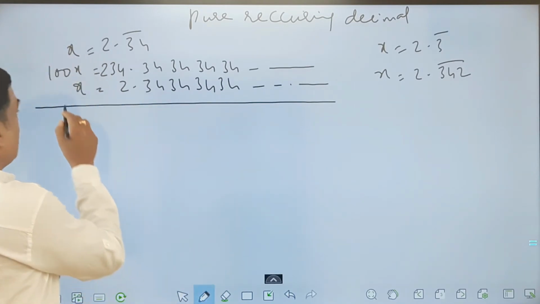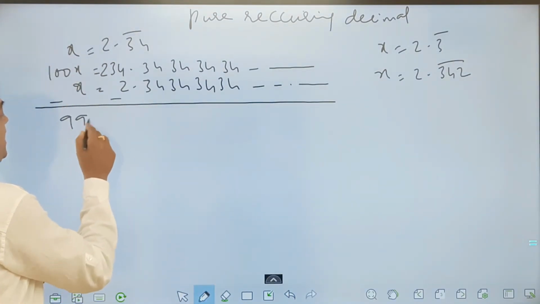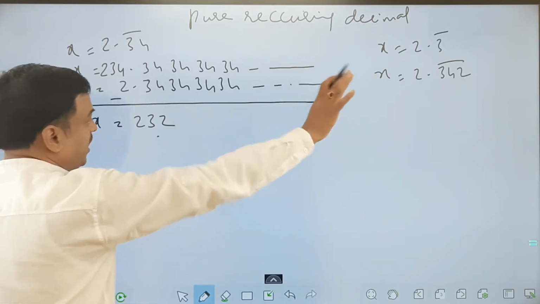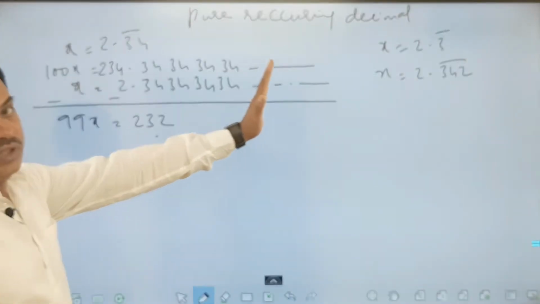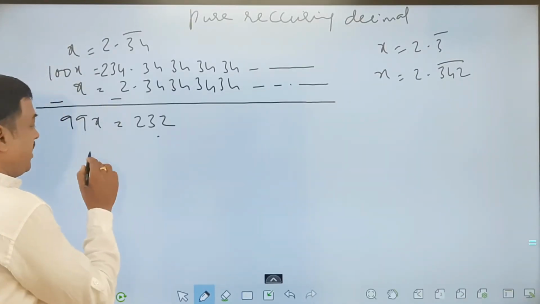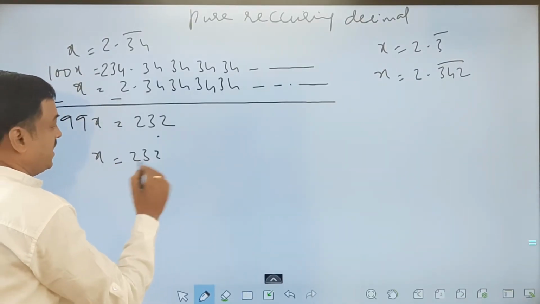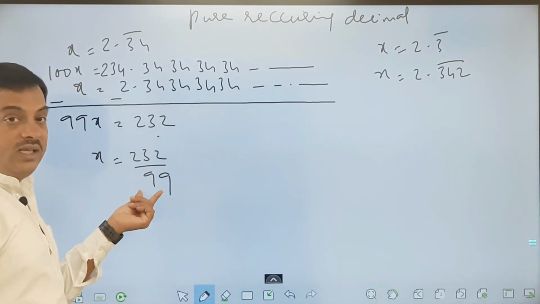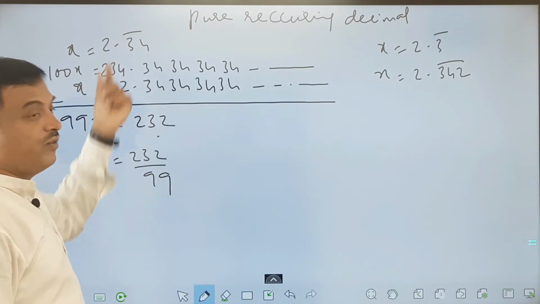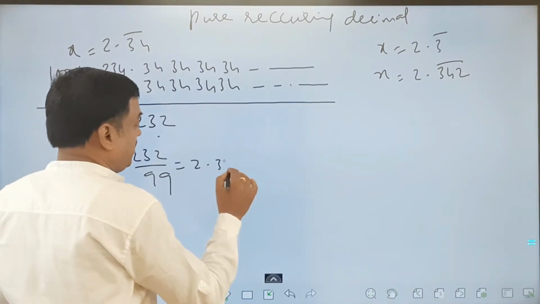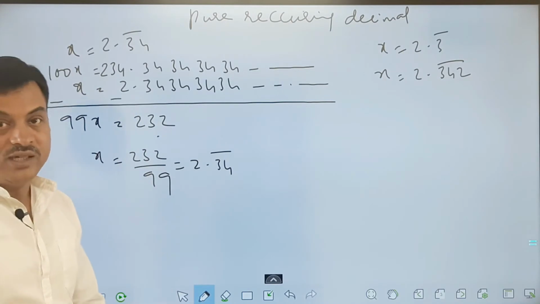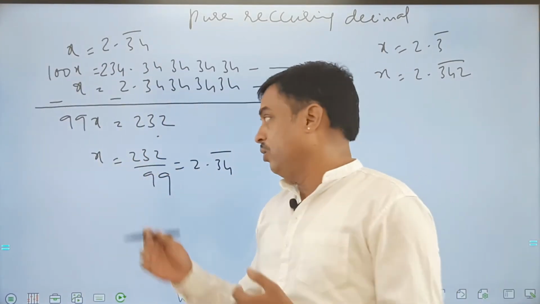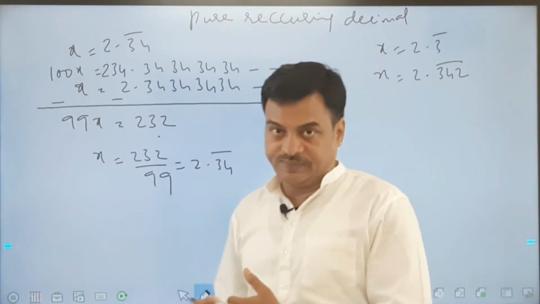Okay, after you subtract what you get, this is going to be 99x and this one is going to be 232 followed by all zeros. You can see 34, 34, 34, 34 all gets cancelled, and ultimately the answer is x is equals to 232 upon 99. So that is the equivalent fraction value for this one, 2.34 bar. So that's the method which is taught normally in the schools, and that is actually the method also to convert a recurring decimal into fraction.